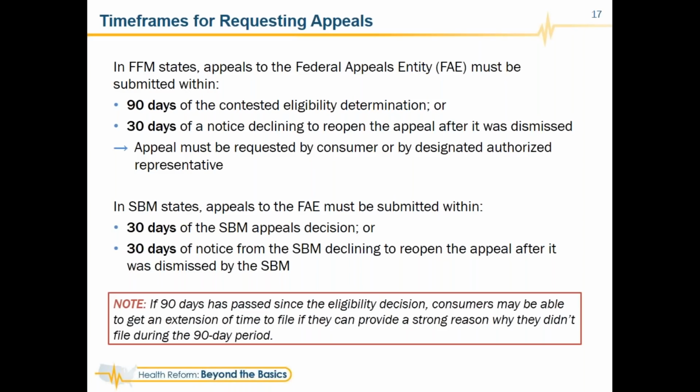In state-based marketplaces, once the state-based marketplace decision is finalized, consumers can then appeal to the federal appeals entity within 30 days of the appeals decision, or 30 days after the state-based marketplace declines to reopen the appeal if the consumer had requested that. Again, this 90 days is pretty hard and fast, but if a consumer has a valid reason as to why they could not appeal within these 90 days, it's worth including that information. It's a good cause exemption, and the consumer should include that information when they submit the appeal.